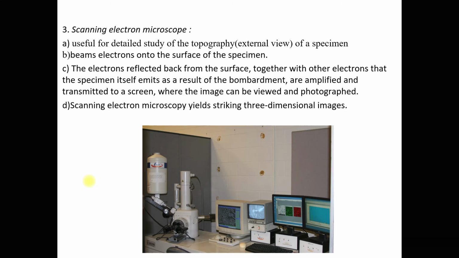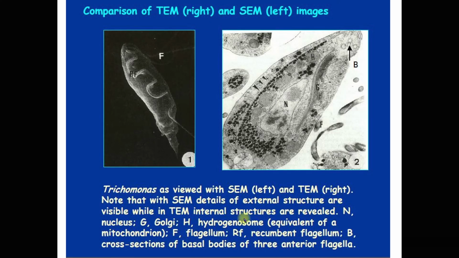The electrons are amplified and transmitted to a screen where the image can be viewed and photographed. Can you see here? It's being viewed and photographed. Scanning electron microscopy yields striking 3D images. So this must be SEM because you can see the 3D image of the topography of the specimen.